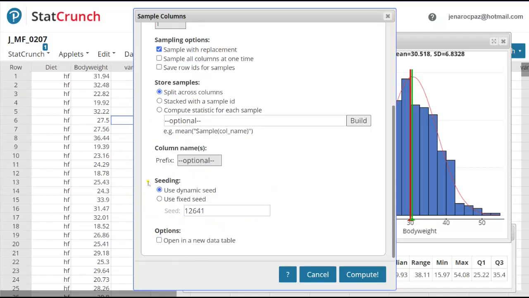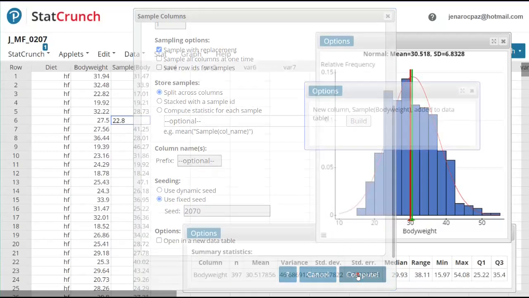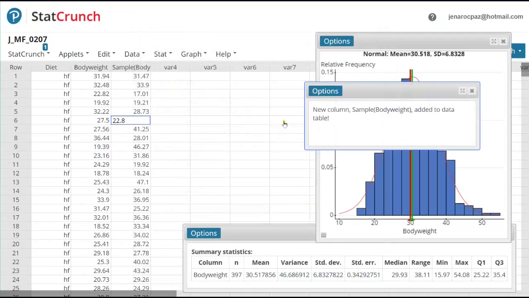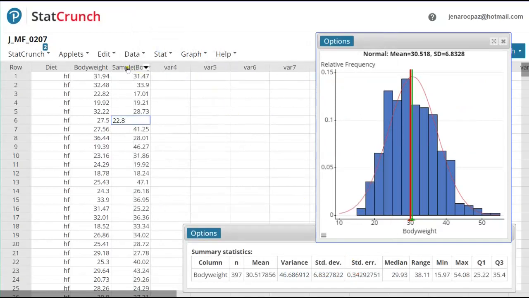Seeding. What does seeding mean? Well, it means choosing one special number, or letting the system choose a special number, to randomly select the sample. So everyone needs to use a different number here. So let's compute. And here we have the sample.